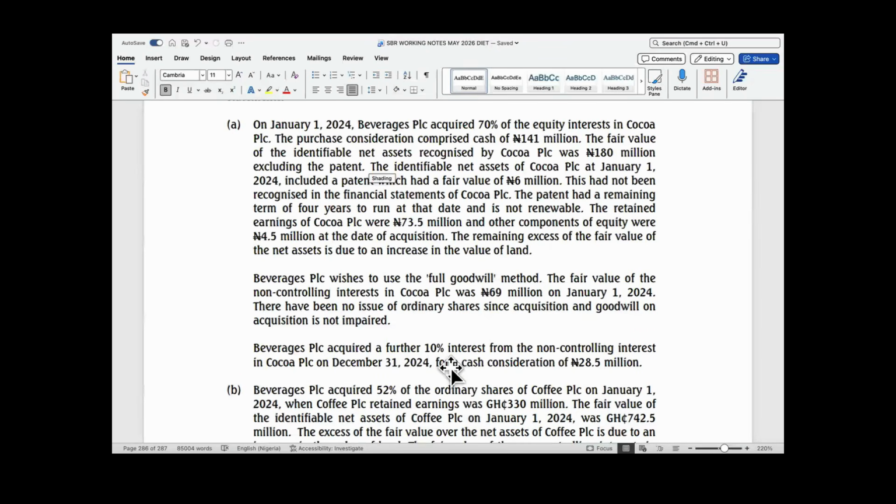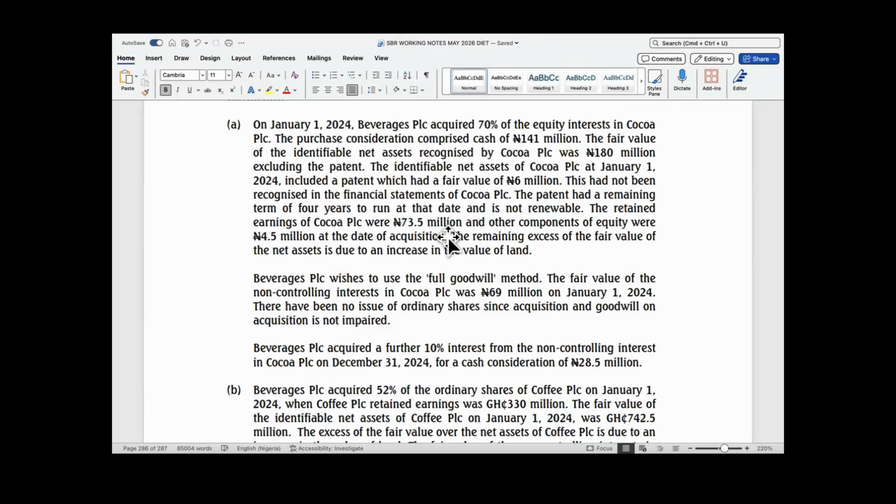And also, I was told that the parent acquired an additional 10% from NCI in Cocoa at the end of the year for a cash consideration of 28.5 million. So that means this question also has a piecemeal acquisition, not a big deal, since he acquired only 10%. So that means this is just an increase in controlling interest. And when there is an increase in controlling interest, can you remember the principle? What is the only adjustment that we do? Can anyone remember? Equity. Say it again. Equity adjustment. Correct. Adjustment to parent's equity. That's the only thing you do.